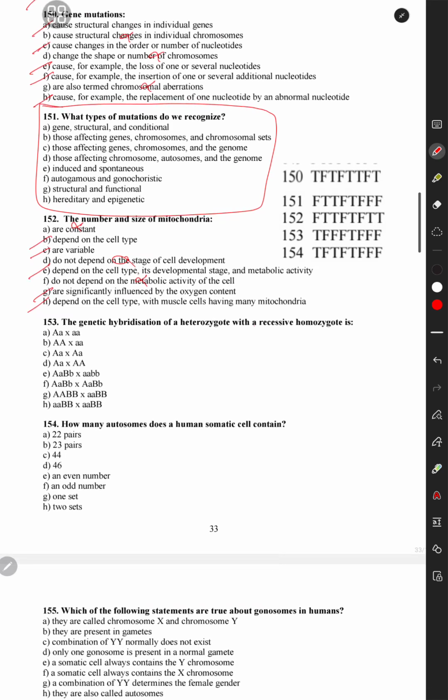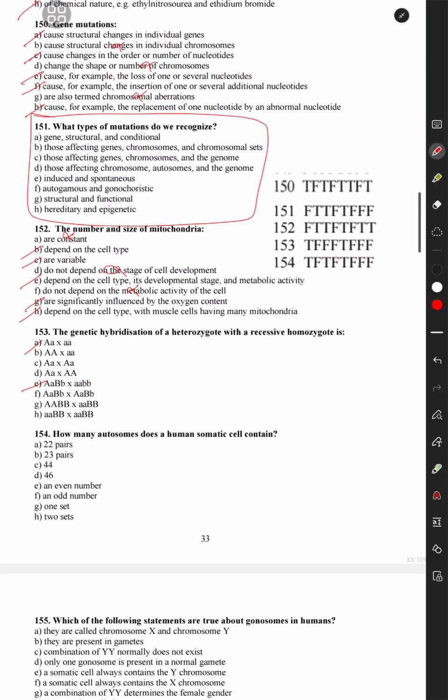The genetic hybridization of a heterozygote with a recessive homozygote is heterozygote with recessive homozygote. True, false, false, false, true.